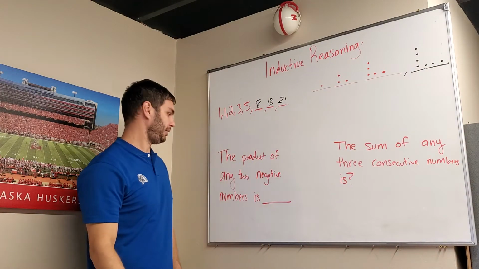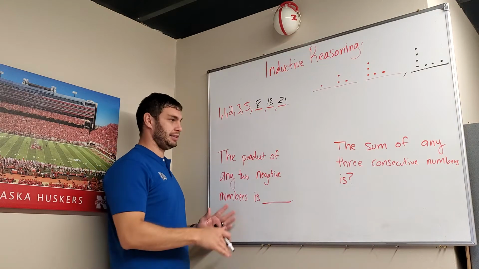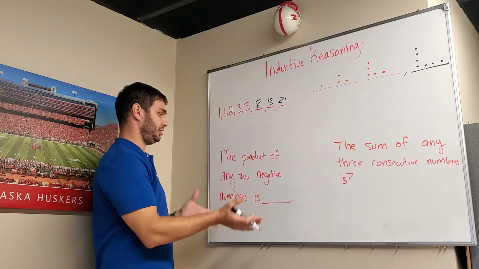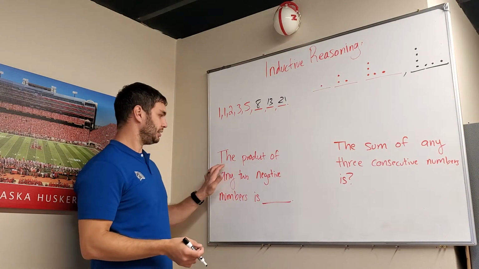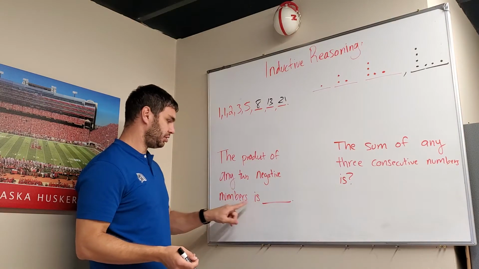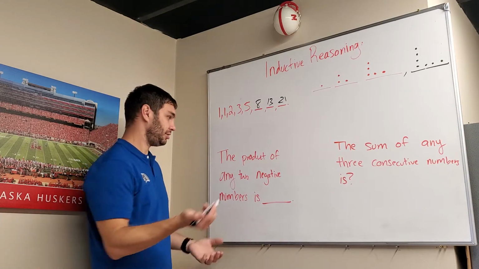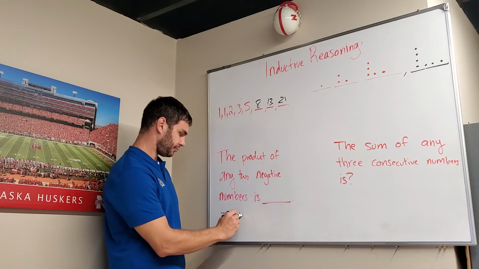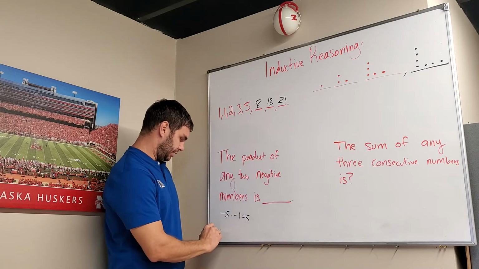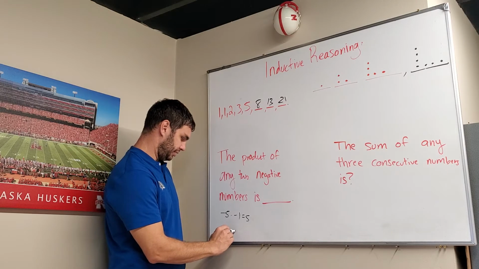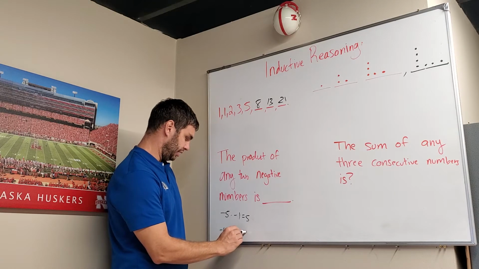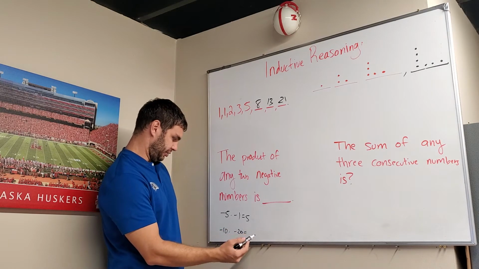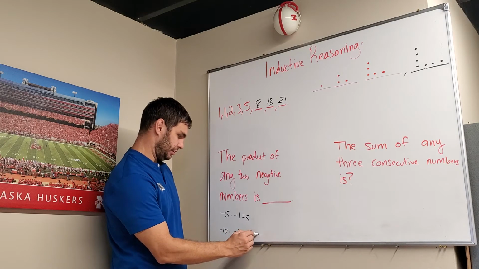Okay, that's that pattern. This one is more not pattern, but just kind of using previous knowledge. This is the product of any two negative numbers is what? Well, let's try a couple. How about negative 5 times negative 1? It's going to be 5. Negative 10 times negative 20. It's going to be positive 200.